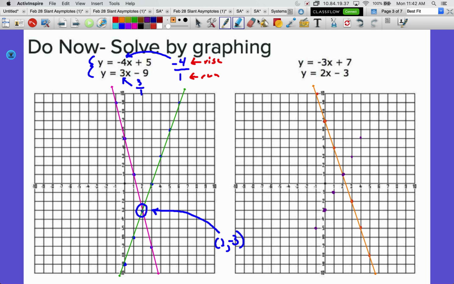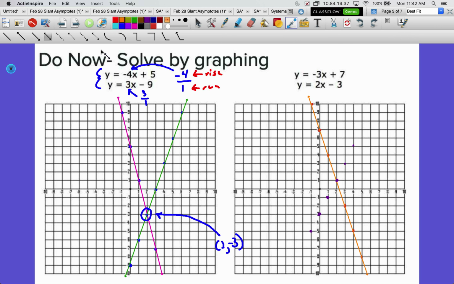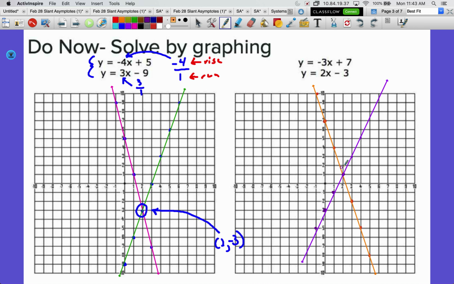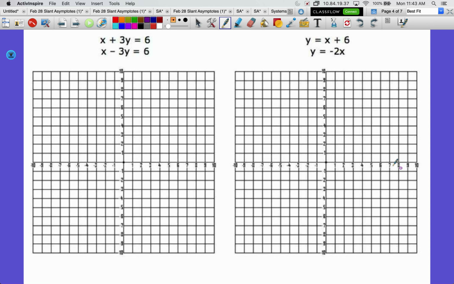Once I can see the intersection point, not super crucial, I get every point on that line. And this one had a solution of 2, 1. All right. Now with this next one here, we have two equations that are given in standard form.